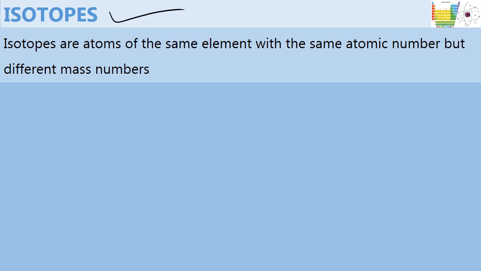Isotopes. Isotopes are atoms of the same element with the same atomic number but different mass numbers. Think of it this way. What is mass number?